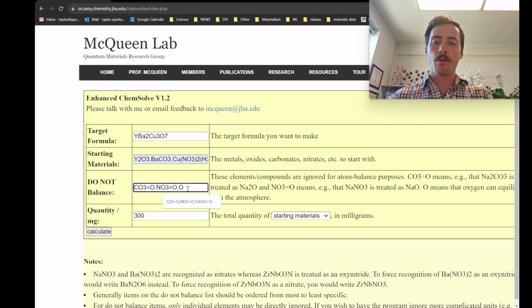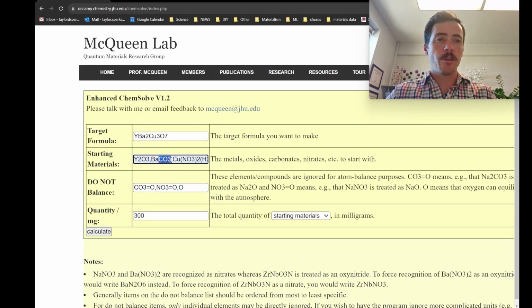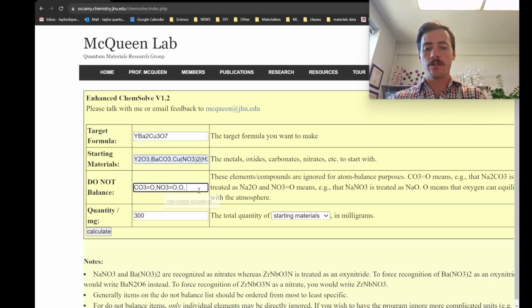And then you have this really important box here that says do not balance. This is where you're basically saying, don't try and balance the chemistry here. For example, don't bother balancing CO3 units, just make those equal to oxygens, and don't try balancing NO3 units, the nitrate groups, because they're going to burn off and form NO2. Like the CO3s are going to burn into CO2. We're just going to not balance those. And also the water, we're going to tell it to ignore water. So we're going to say also H2O, just treat that like oxygen, and we're not balancing oxygen because we're assuming that there's plenty in the air.